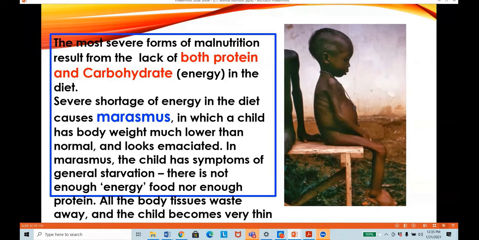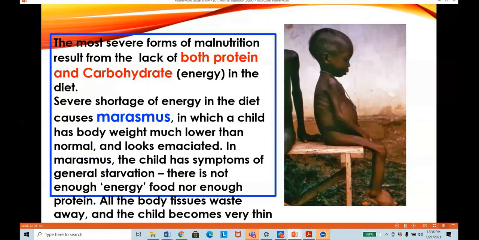And in marasmus, the child has symptoms of general starvation. There is not enough energy, not enough food, not enough protein in his diet. So all the body tissues waste away and the child becomes very thin. What do you understand by the term all the body tissues waste away? They go away, they're being used up, I think. Yes, I think that's what it means.